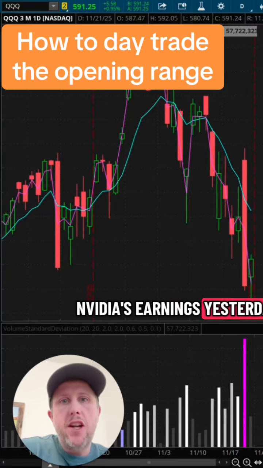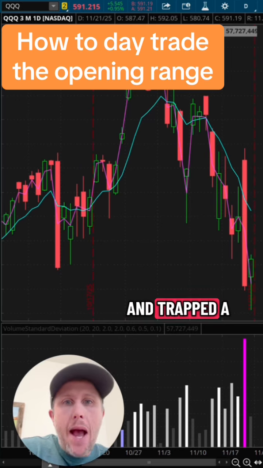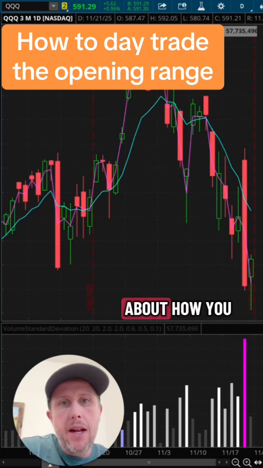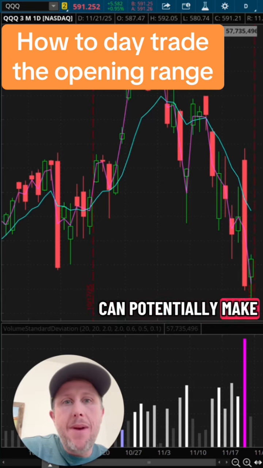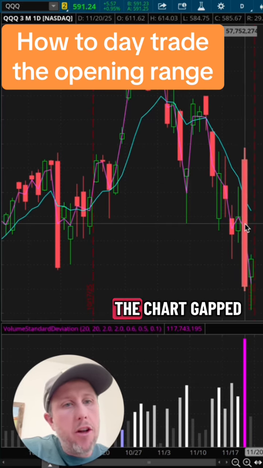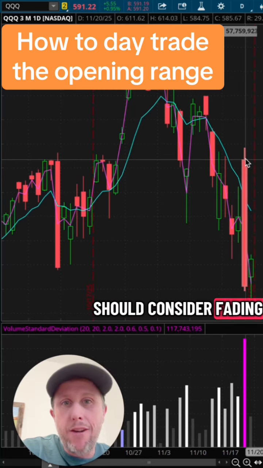NVIDIA's earnings yesterday caused a massive gap up on QQQ and trapped a lot of bulls before selling off the entire day. Let's talk for a minute about how you can potentially make a lot of money on days like this. So you can see QQQ here on the chart. We gapped up here as we opened up. Let's talk about how you can fade this move and why you should consider fading moves like this.